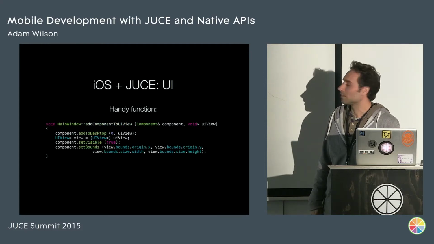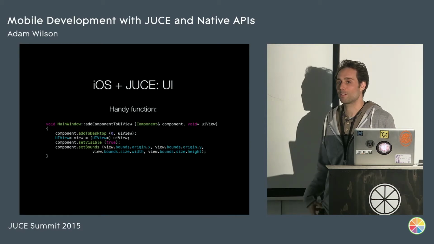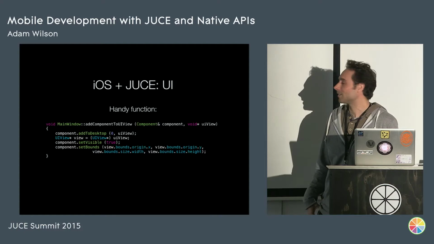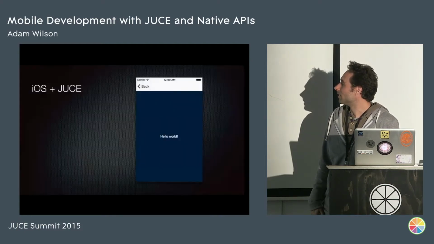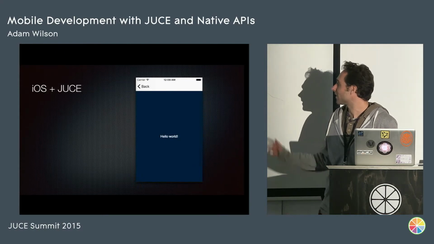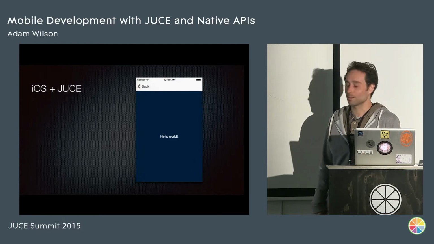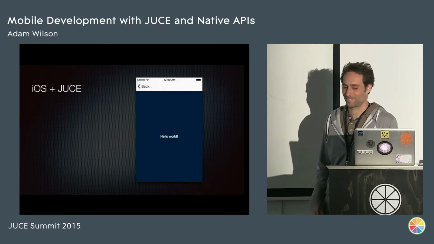And that's a handy function. It's a modified bit of code given by Dave Rowland on the forum a little while ago, so thanks for that, Dave. And that's what it looks like. Really basic, hello world, and then you can swipe or hit back to go to the previous view, which might be a list of messages.